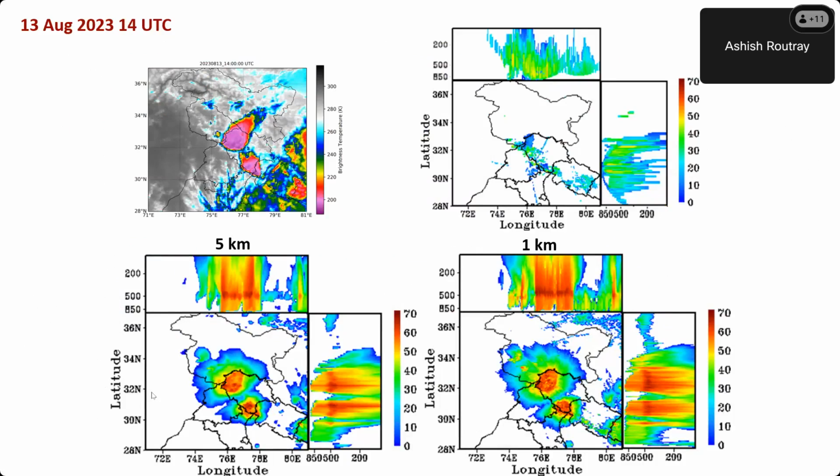a 5 kilometer and a 1 kilometer, both are HRR systems. This is the mother domain, 5 kilometer, and this is the second domain, 1 kilometer. If you see, the 1 kilometer has more prominent features as compared to the 5 kilometer. The features, the pattern and the vertical extension of this convective event are strong, and the horizontal extension is larger, and it is comparable with the radar and our satellite pictures.